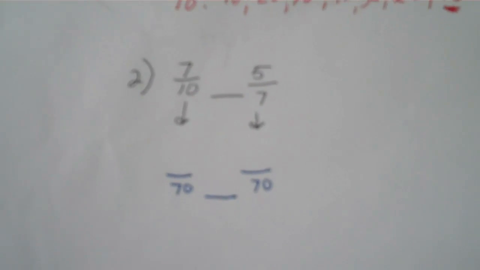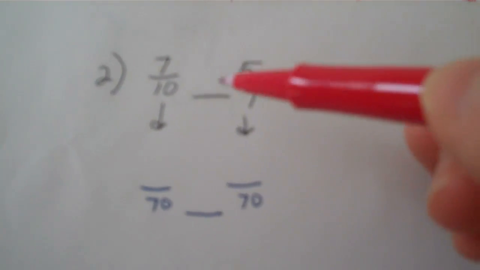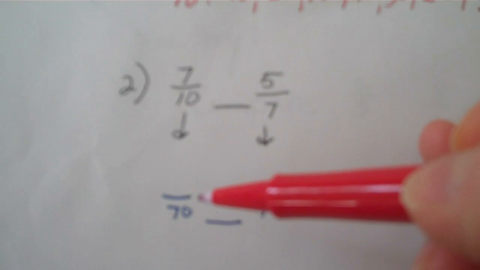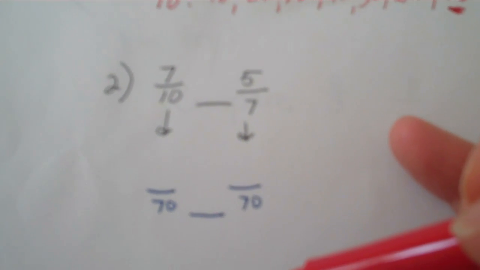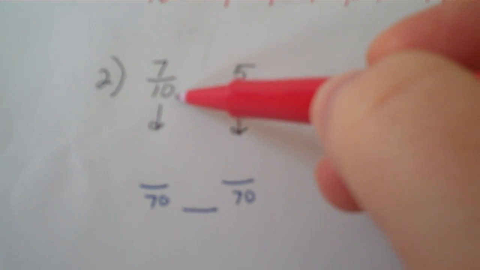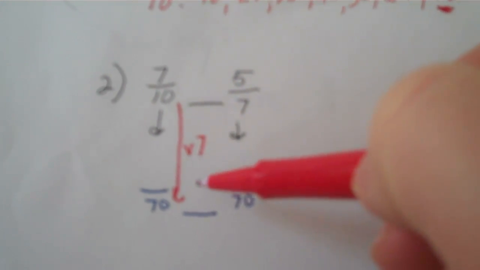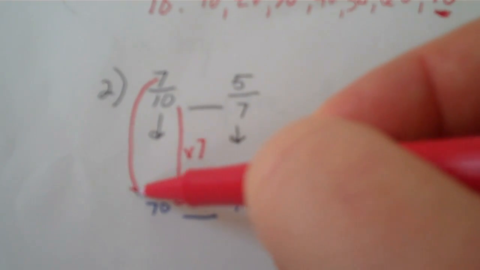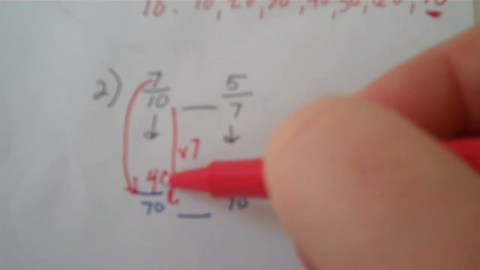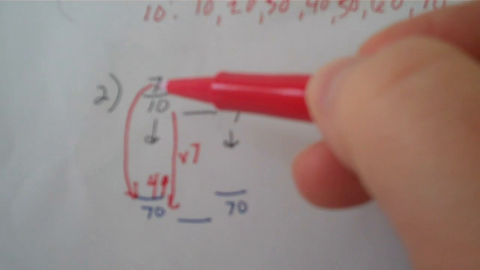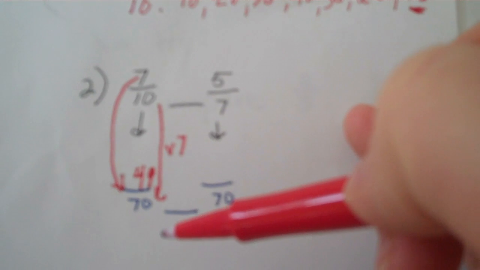Now we need to change both our fractions into new fractions with the common denominator. 7/10 is how many 70ths? I know that with fractions I always need to do the same thing to the top that I do to the bottom. So since on the bottom I multiplied by 7, I also need to multiply by 7 on the top. And 7 times 7 is 49. So this is 49/70. 7/10 and 49/70 are equivalent fractions.